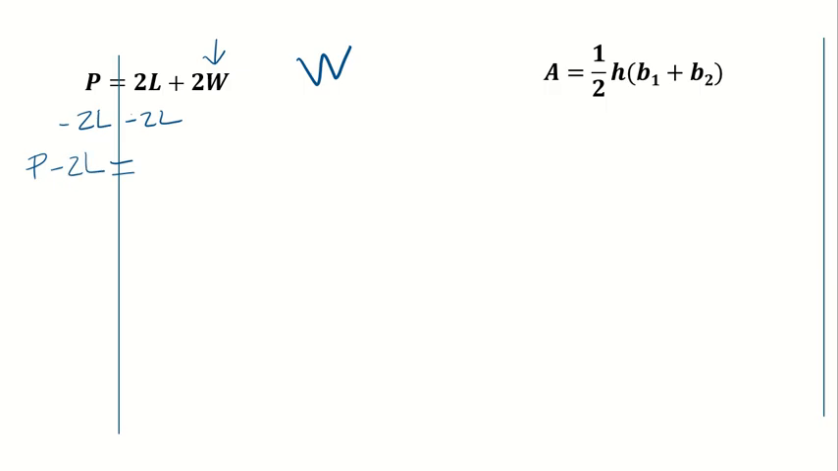What is P minus 2L? It's just P minus 2L. There's nothing else I can do. 2L minus 2L is obviously 0, and I don't have to write that, and then I bring down my 2W. Look, we're almost done, guys. You see, it's not that bad. It's just a lot of letters.